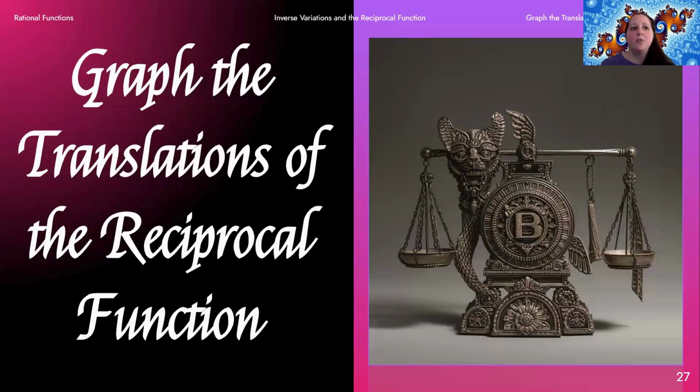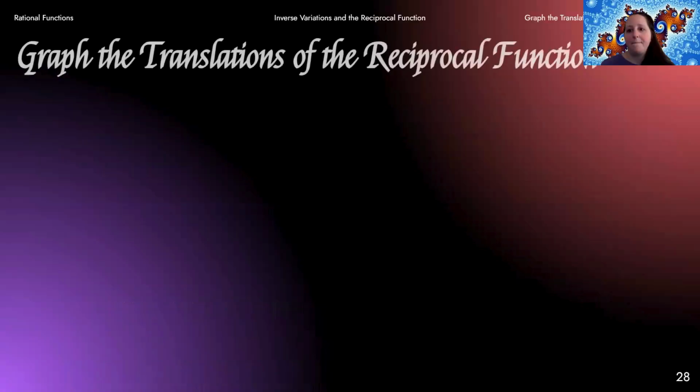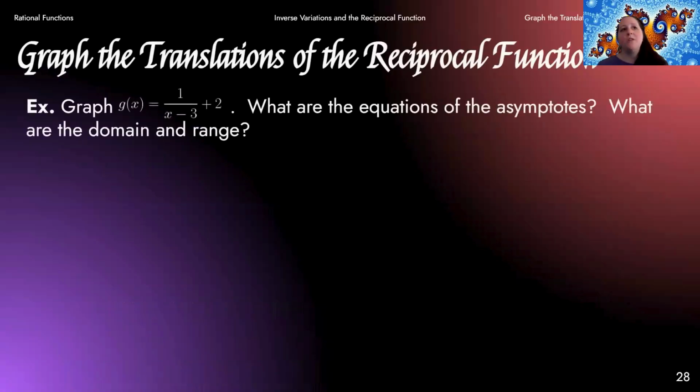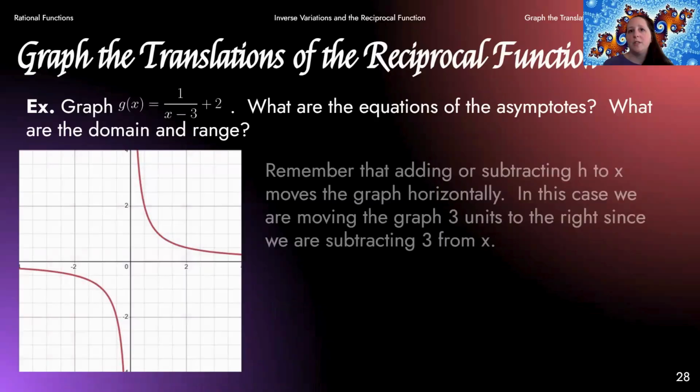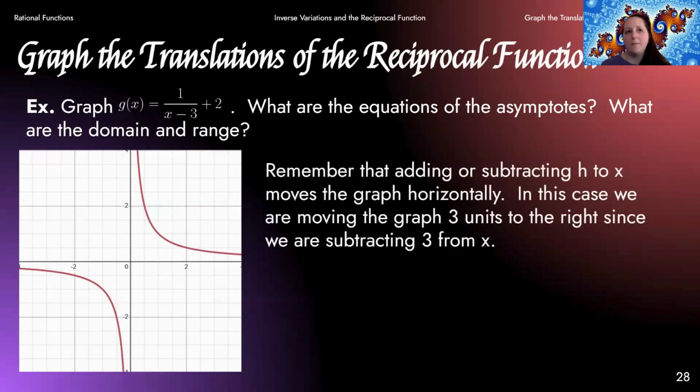Graph the translations of the reciprocal function. I want to graph g of x equals 1 over x minus 3, plus 2. What are the equations of the asymptotes, and what are the domain and range? So here is my parent function. The first thing I want to do is remember my parent function. I also want to remember that when I add or subtract h to x, it moves the graph horizontally. In this case, that minus 3 in the denominator, the bottom of my fraction, tells me I'm moving 3 units to the right.